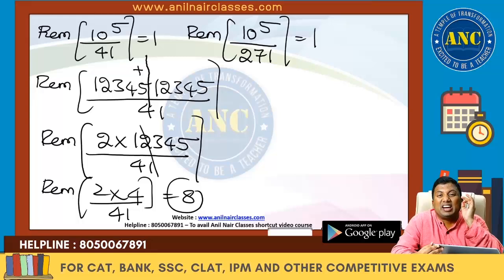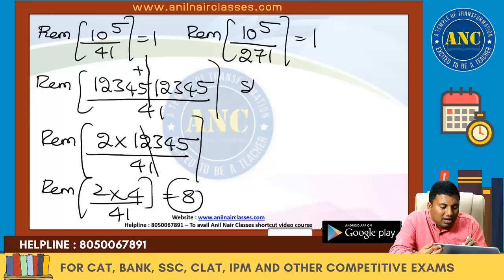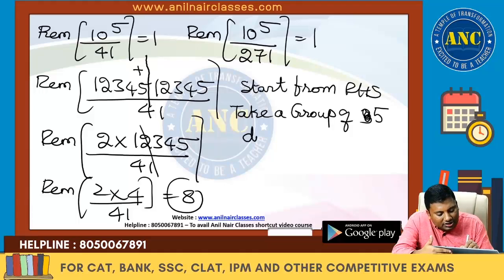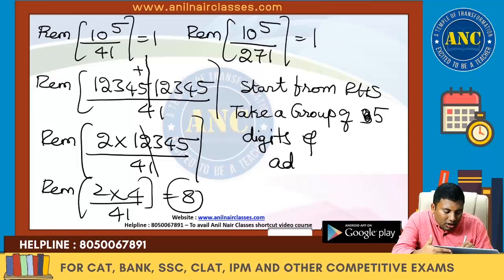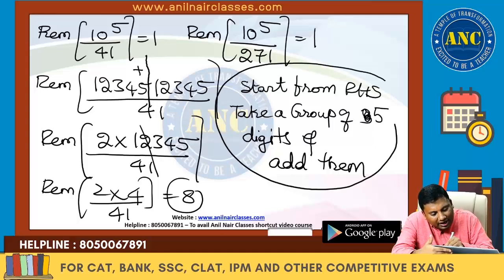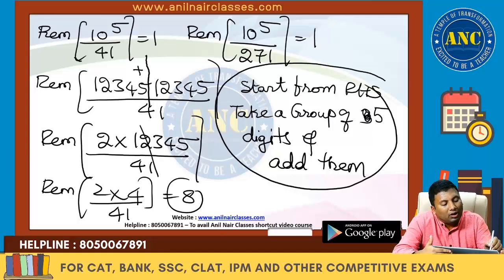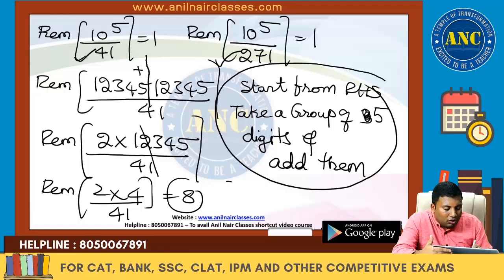So what is the divisibility rule for 41 and 271? Start from the right-hand side, take a group of 5 digits and add them. That is the divisibility rule for 41 and 271.